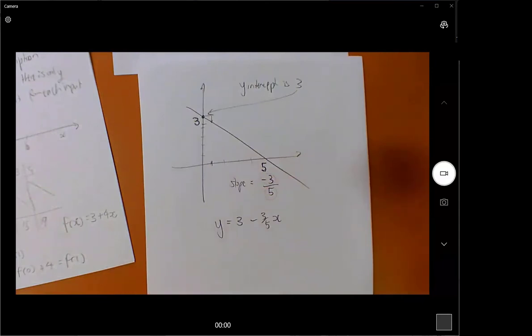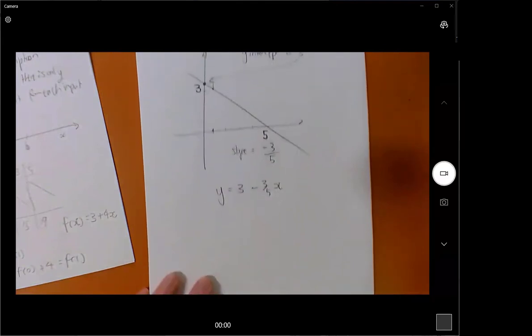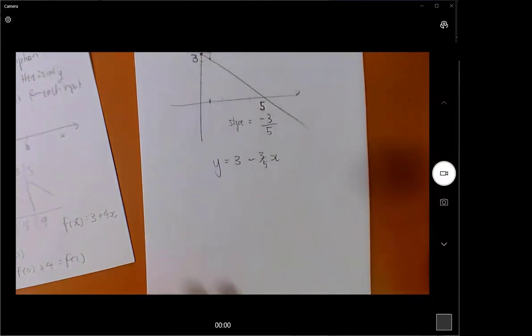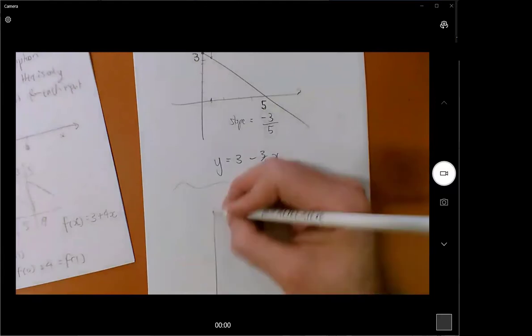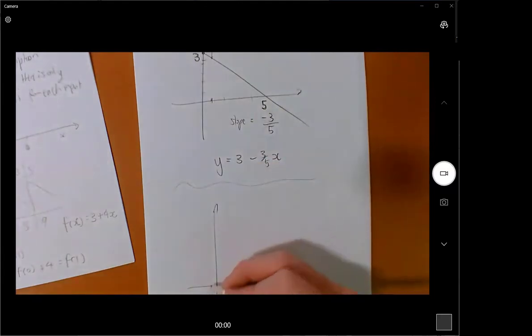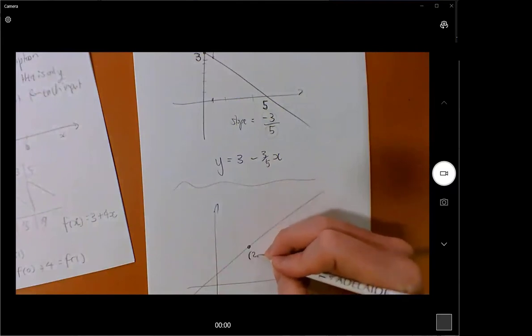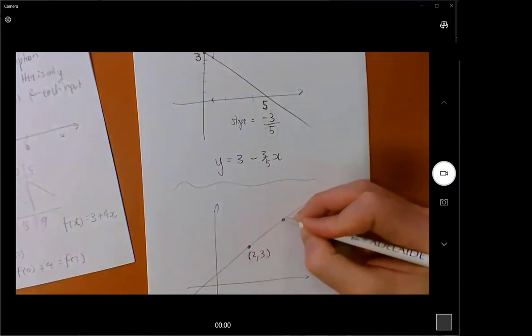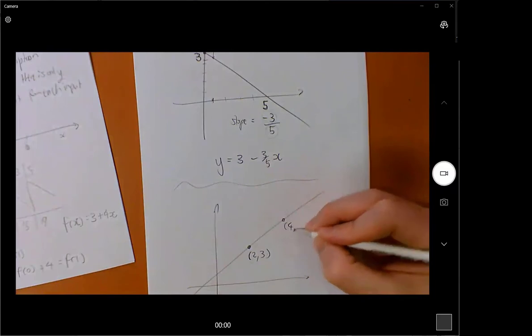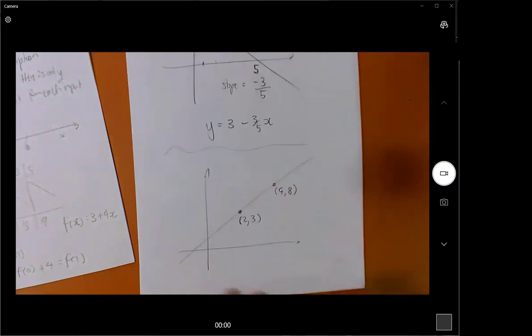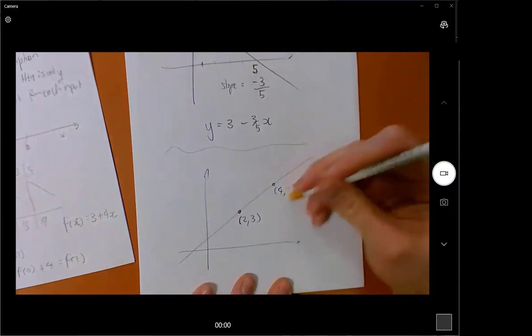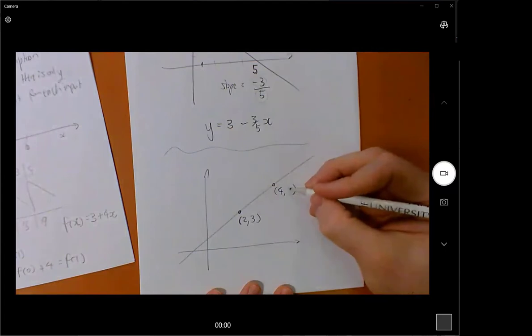Right. Cool. But you can also make lines from just any point. Something like that. No, I don't want 8. 9. Yeah, let's do that.